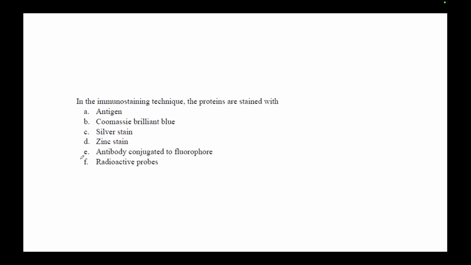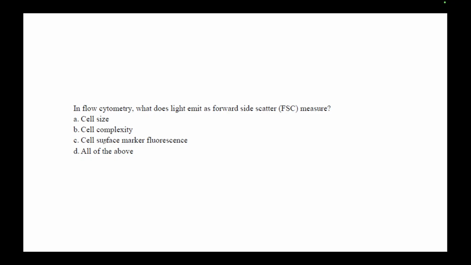Okay. In the immunostaining technique, the proteins are stained with which one? Antigen? No. Proteins are being stained with protein itself, so it cannot be stained with antigen, it cannot be stained with Coomassie blue. Silver stain also not, zinc stain also not. Antibody conjugated to fluorophore, right? Yes. So in flow cytometry, what does the forward scatter measure? Cell size. Okay, yeah.